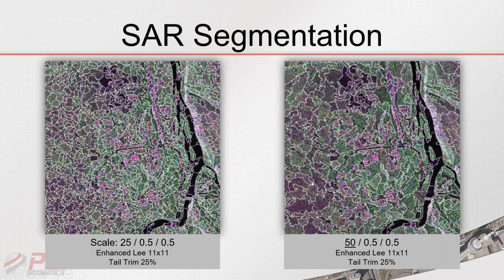We get these nice homogeneous polygons that represent some of these different features in the image, such as cut blocks and forested areas and river bodies and so on.